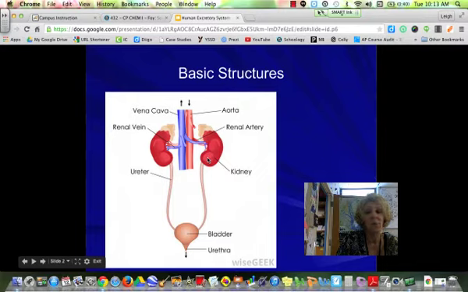It basically filters blood and takes out what we don't want in the body, and then puts back into the blood what we want to make sure we keep. Anything that stays in the urine goes into two tubes called ureters, which take it to a spherical bladder that holds the urine, and then there's a sphincter at the end of the urethra that we can release when we urinate.